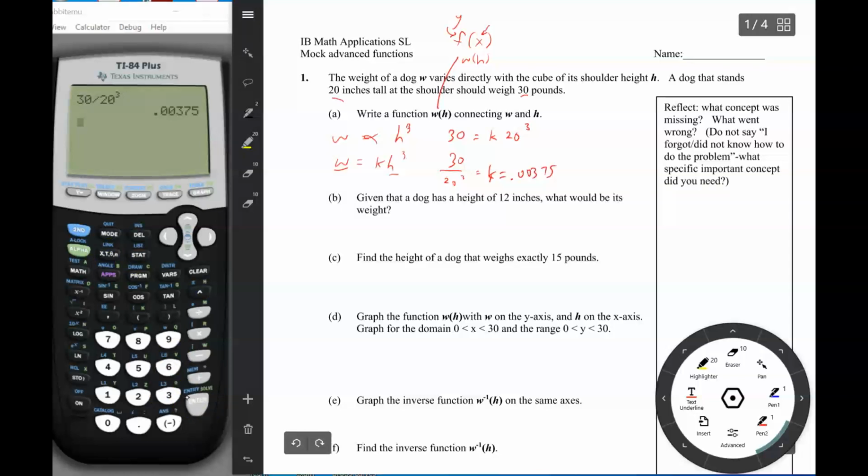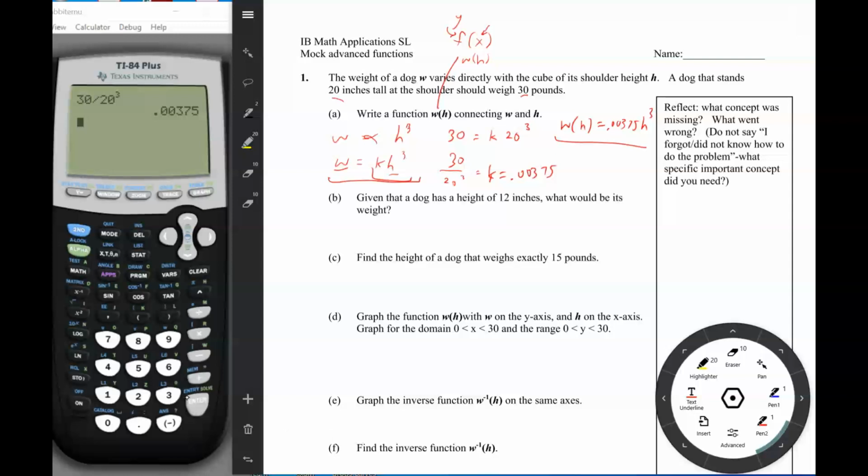So the function I'm going to write is w of h equals k h cubed, except my k value I already know is 0.00375. So it's w of h equals 0.00375 times h cubed. So all I did was I took this function and I substituted in my known value of k, and that gives me a function which connects w and h.